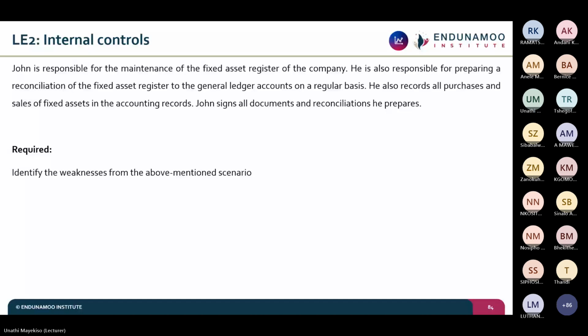There's no segregation of duties. John does everything, he prepares and then he signs for it. So if he did an error, no one else picks it up. He signs off his error as correct. Okay, so now we've identified the weakness, right? So after we've identified the weakness, we've also spoken about what could go wrong. There's no one who would pick it up, right? So what is the recommendation?